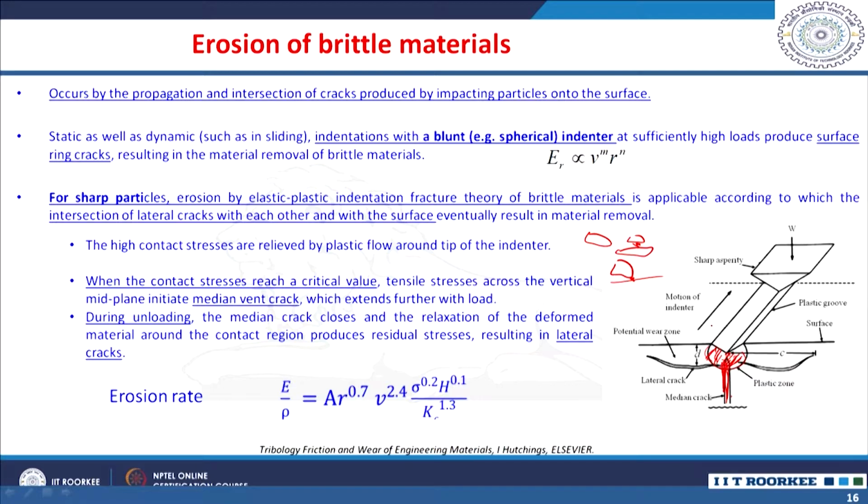So, while rolling of this erodent particle or while going away from the contacts of this erodent particle, what happens, that is unloading happens. So, during this unloading the median crack is closed and the relaxation of the deformed material around the contact region produces residual stresses, that residual stresses result in a lateral crack. When this lateral crack propagates further and reaches the free surface, this material is removed and this material is nothing but the wear particle or wear debris.